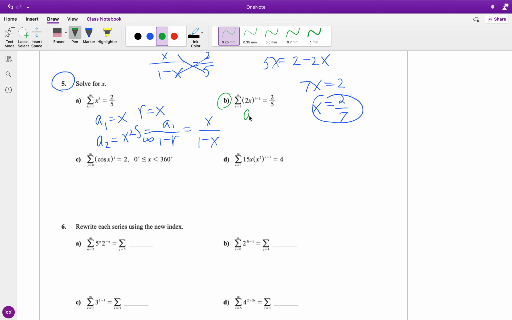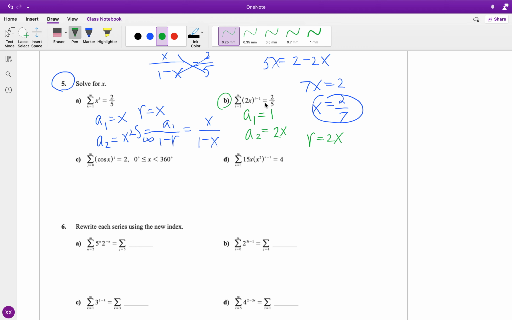My A1 now equals 1, right? Because when i equals 1, that is 0, so my A1 is 1. Now what is my A2? My A2 now is 2x, right? Because 2 minus 1 is 1, so my A2 is that. Then therefore my r equals 2x. All right, my r equals 2x.